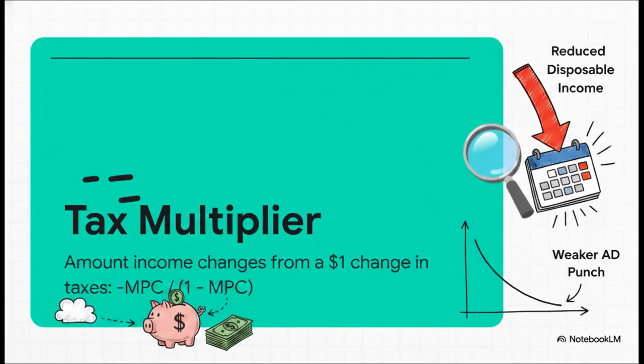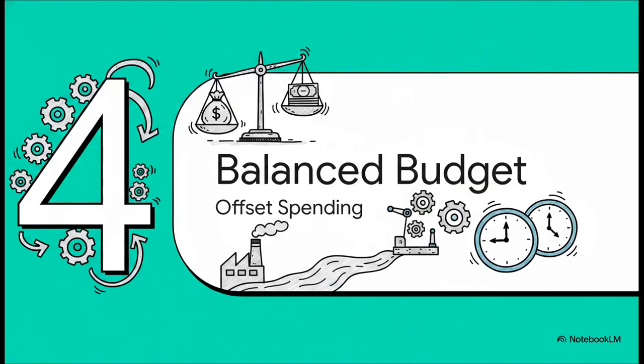Conversely, taxes also have a multiplier effect. But because an income tax initially reduces disposable income rather than directly reducing expenditure, the tax multiplier is actually negative and slightly smaller in magnitude. The math is negative MPC over 1 minus MPC. Think about it. If the government cuts your taxes by $1, you don't instantly spend that whole dollar. You're going to save a little piece of it. Therefore, the initial punch to aggregate demand is just a bit weaker than if the government had just spent that dollar directly themselves. Which brings us to Section 4, the balanced budget multiplier.